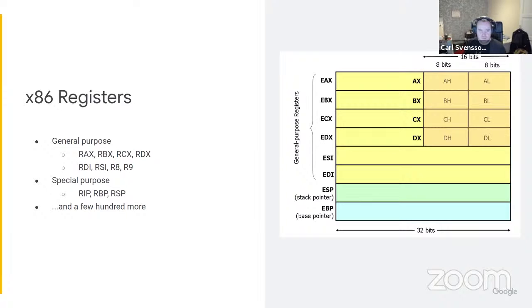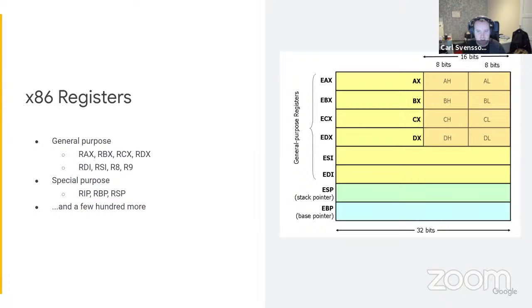The IP register is the instruction pointer, so it's always pointing at the next instruction to be executed in memory. And the base pointer, BP, points at the base of the current stack frame. We will get back to that later. Another important register is the stack pointer, SP. The stack pointer is always pointing at the top of the stack.